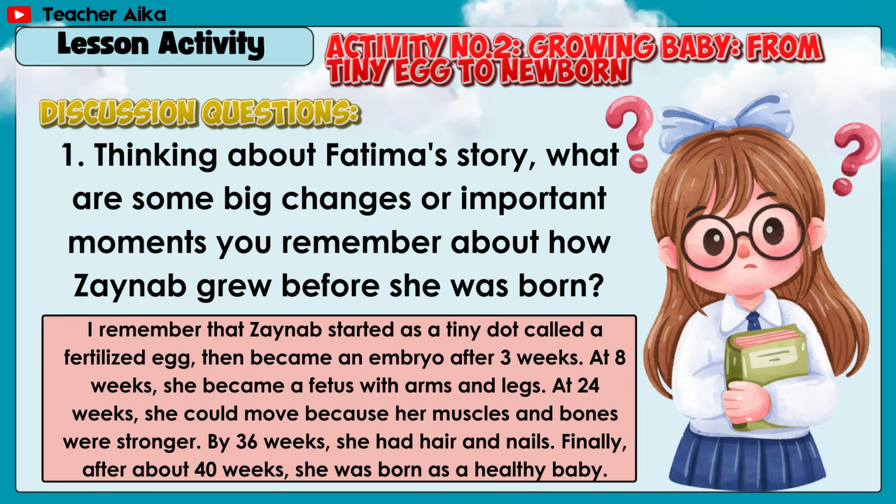Answer: I remember that Zainab started as a tiny dot called a fertilized egg, then became an embryo after 3 weeks. At 8 weeks, she became a fetus with arms and legs. At 24 weeks, she could move because her muscles and bones were stronger. By 36 weeks, she had hair and nails. Finally, after about 40 weeks, she was born as a healthy baby.